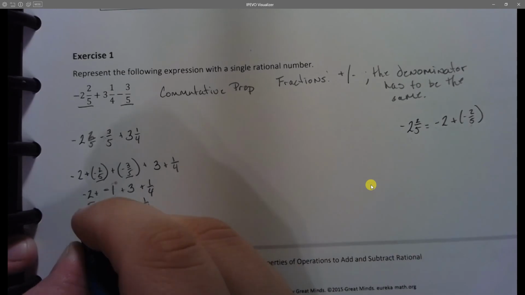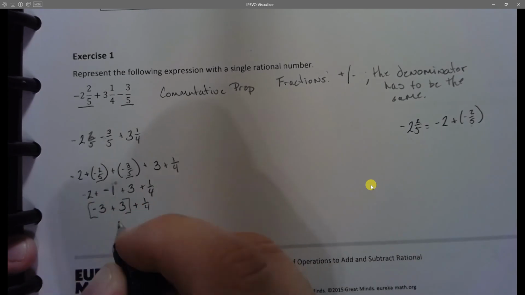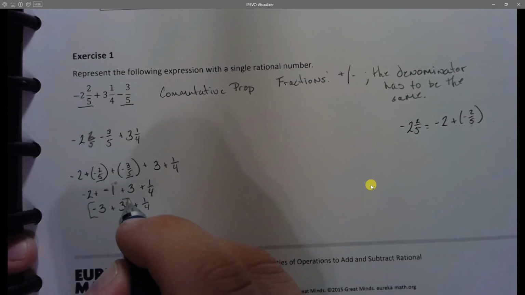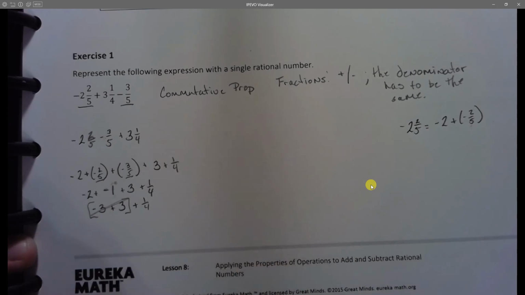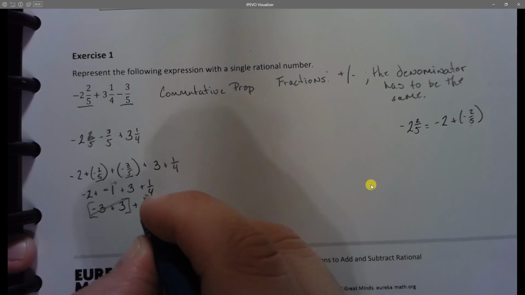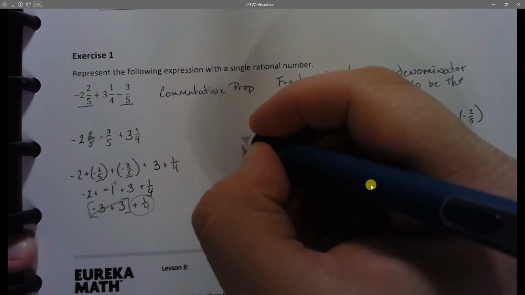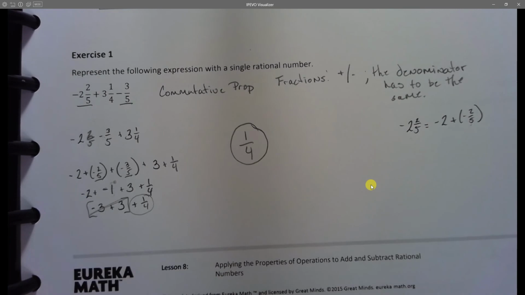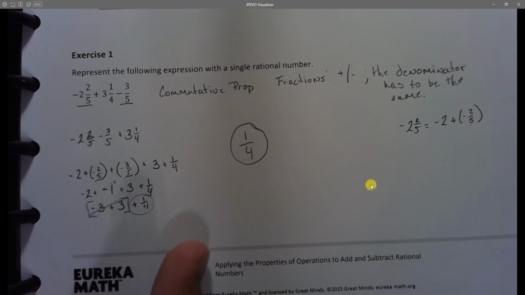Oh my God, look right here. A negative 3 and a positive 3. Those are opposites. Opposites mean those values equal 0. So they go bye-bye, which means the only number left is a positive 1/4. That's my answer. A positive 1/4.